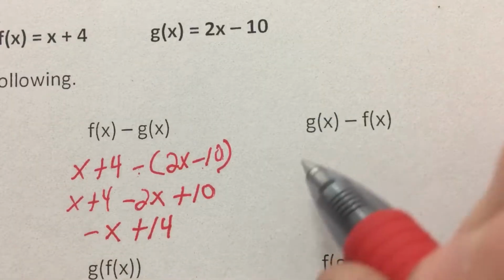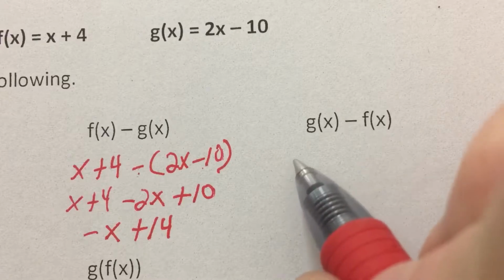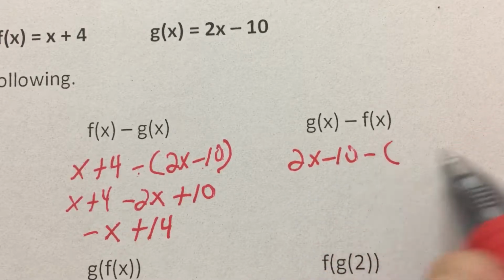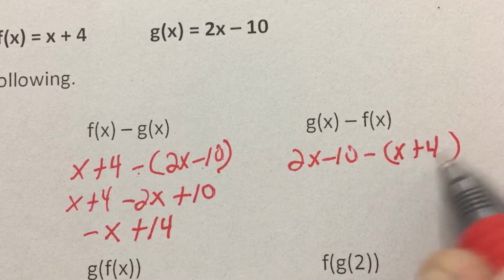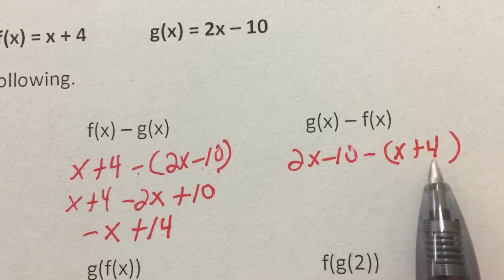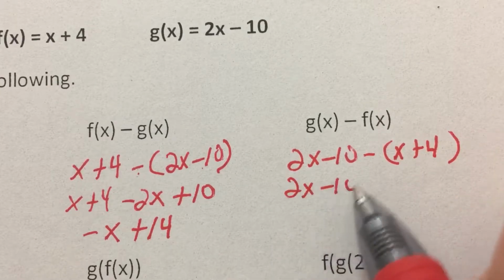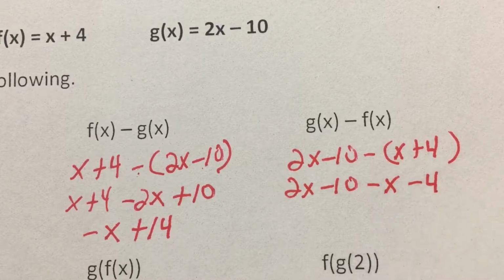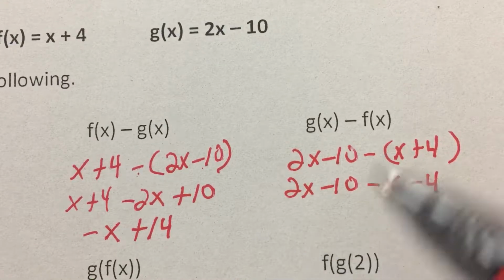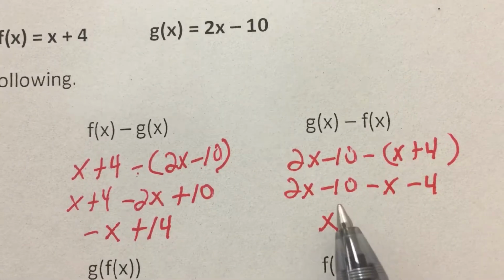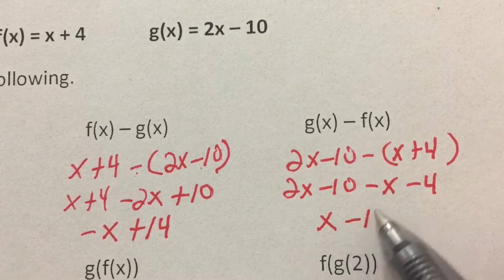If you had to go the other way, g of x minus f of x, the g function goes first, and the f function goes second. Change the sign of each one of these, you would get 2x minus 10 minus x minus 4. 2x minus x is just a positive 1x, and a negative 10 and a negative 4 is negative 14.